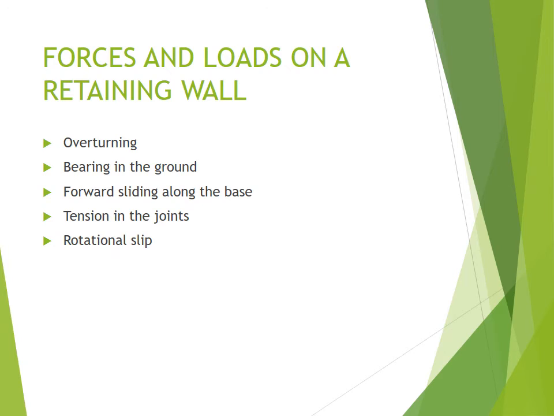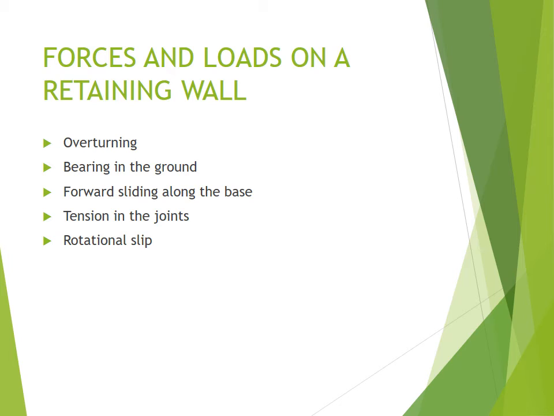Now we have forces and loads on a retaining wall. We have overturning forces, bearing in the ground, forward sliding along the base, tension in the joints, and rotational slip. So these forces are the forces that may affect the stability of the wall.